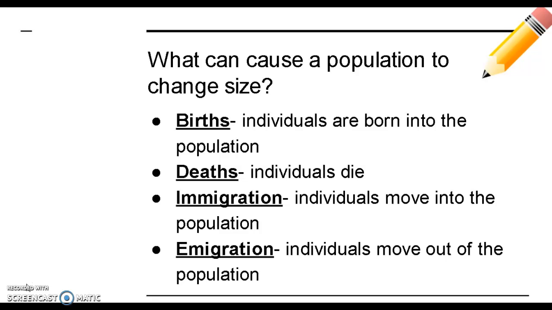So births and deaths: individuals are born or they die. Births will increase the population, deaths will decrease the population. Immigrants are individuals moving in, and emigrants are individuals exiting. So immigrants will increase the population and emigrants will decrease a population.